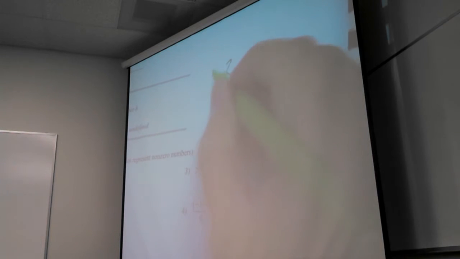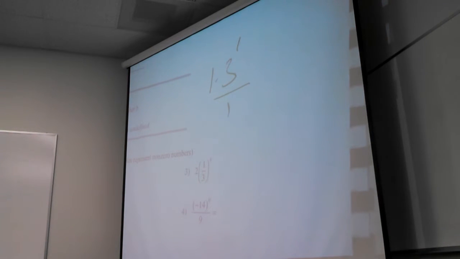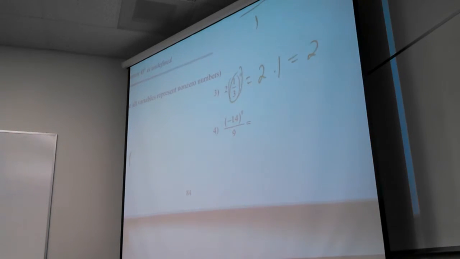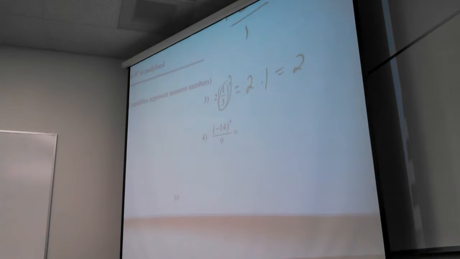There's an understood 1 times. There's an understood power of 1. There's an understood 1 underneath. A lot of understanding, hopefully. So here, I know this is 2 to the first. It's just 2. 2 times this becomes 1, so it's just 2. Only the part that's being raised to the 0 power becomes 1, and the whole thing becomes 1. Whatever's being raised to 0.